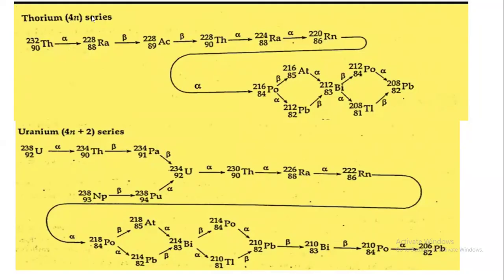In this case, the thorium series starts with thorium-232 and ends with lead-208. The uranium 4n plus 2 series, uranium-238, ends with lead-206.